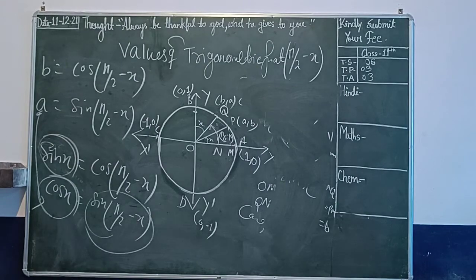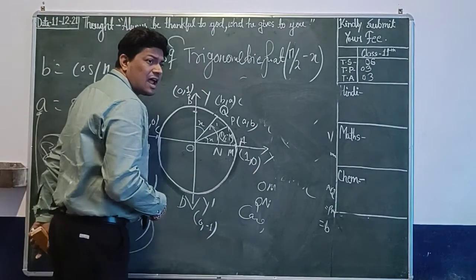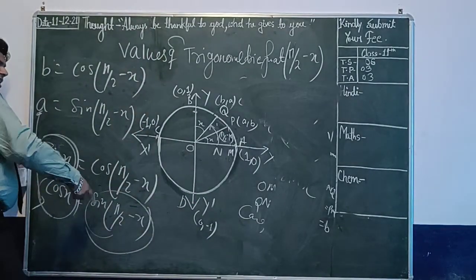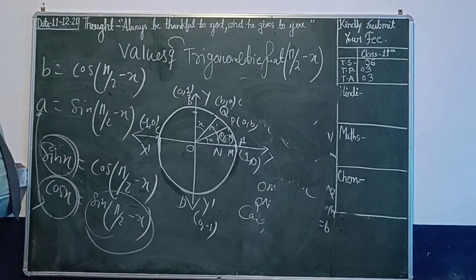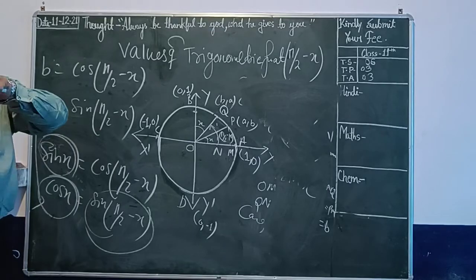But how does it come that cos(90 minus theta) equals sin x? It's clear from this diagram how it is 90 minus x and how it is sin x, and how sin(90 minus x) is cos x. Is it clear?